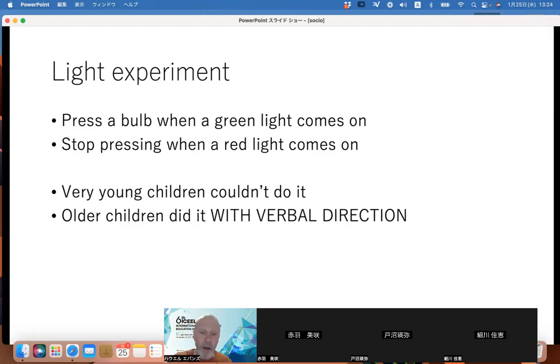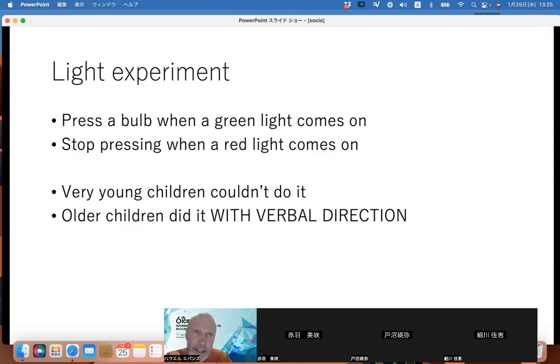You use a symbolic, a sign system, which is words, basically, right? Verbal direction. The adult says, "Okay, now stop pressing. Right? Stop pressing now." The older children can do it. Very young children can't do it. Adults say, "Stop pressing," and they just carry on pressing anyway. It doesn't help them. But for slightly older children, verbal direction does help them.